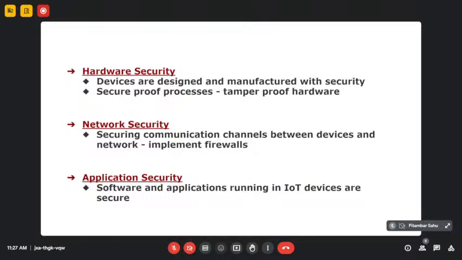And then your network security comes, where you're securing your communication channels via firewalls between your devices and network. So that is why right now, in many educational institutions, hospitals, and employee organizations, we have firewall access for the students and faculty members to enter the university's internet system, which is more secured. So we need to implement firewalls for network security and also application security for software and applications running in IoT devices like your smartphones, iPads, and so on. So everything has to be secured. Only when you have all these three levels secured, then your entire IoT system is secured. So these are the levels of security we have in IoT devices.